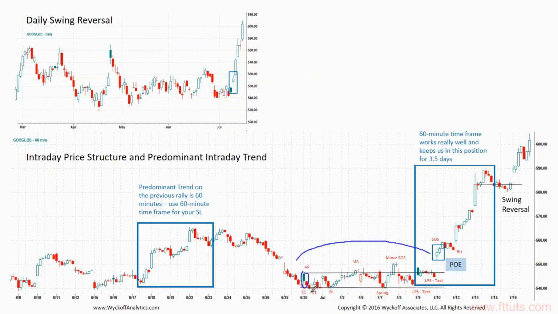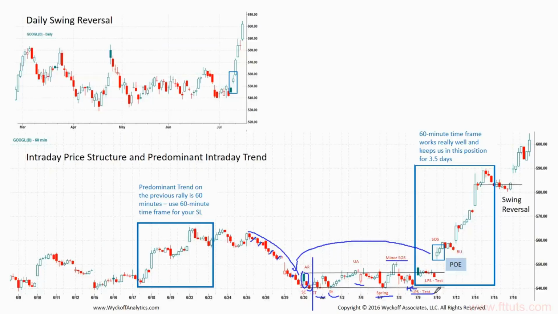Change of character is the largest rally of anything that we've seen before for this move to the downside. Secondary test, phase A, test, another test, possible spring, minor sign of strength. Why minor? Because there was a higher low after that, but yet the price came back to the trading range, but it acted as a sign of strength.